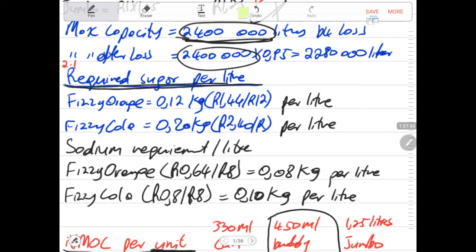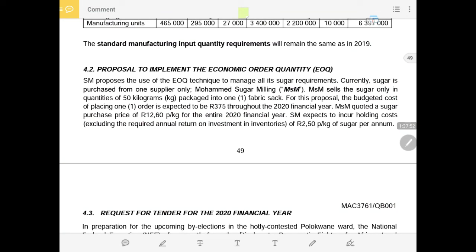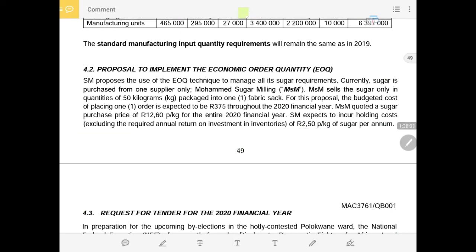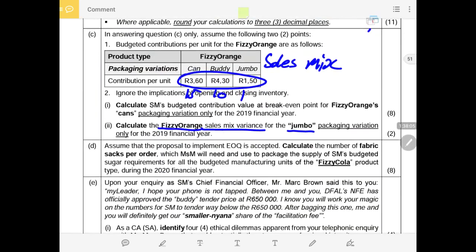The required sugar per liter was how much, for fizzy orange or for fizzy cola? Let us look at the question. Which one are they referring to in the question? In this proposal, they don't tell us which product variation we are looking for this EOQ sugar for. Let's go to the requirements then to get all the details.